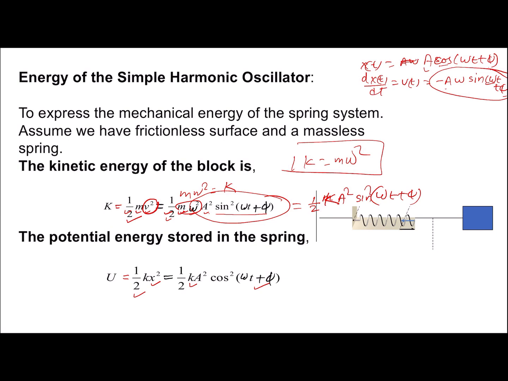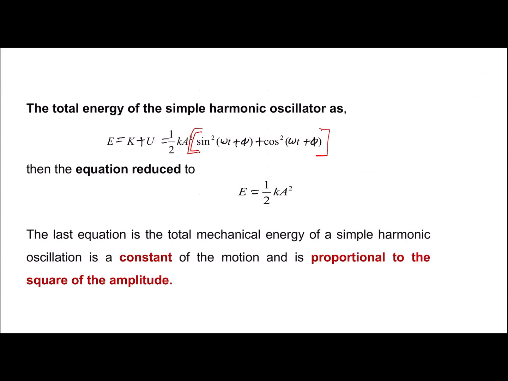Potential energy is half k a square cosine square omega t plus phi. So these two terms are common, then you will have sine square omega t plus phi plus cosine square omega t plus phi. That is the trigonometric identity, which is equal to 1. Then total energy E is equal to half k a square.